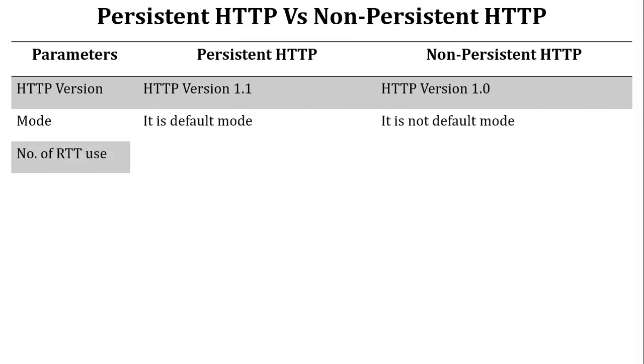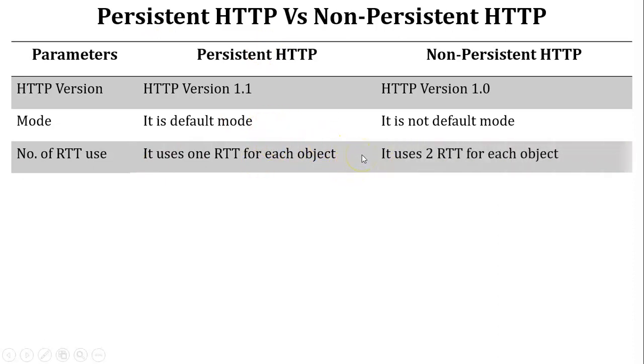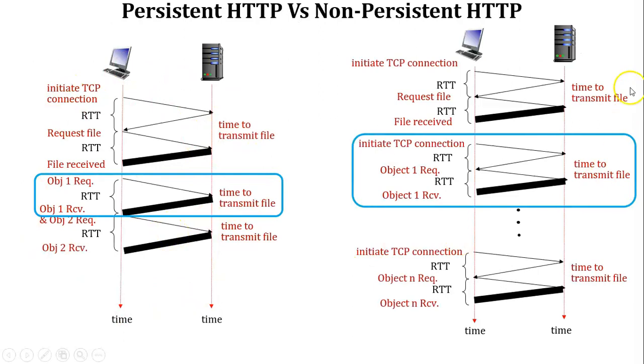The next parameter is the number of RTT used. In persistent HTTP only 1 RTT is used for each object, and in non-persistent HTTP 2 RTT are used for each object. Let us see the diagram to better understand the number of RTT used. The first diagram is persistent HTTP and the second diagram is non-persistent HTTP. In persistent HTTP, object 1 is requested and object 1 is received, so only 1 RTT is used. In the non-persistent HTTP diagram, before the object is requested, the TCP connection is initiated. So 1 RTT is used for the TCP connection establishment, and then a second RTT is used for the object request and receive. So in persistent HTTP there is only 1 RTT for one object, and in non-persistent HTTP there are 2 RTT for one object.